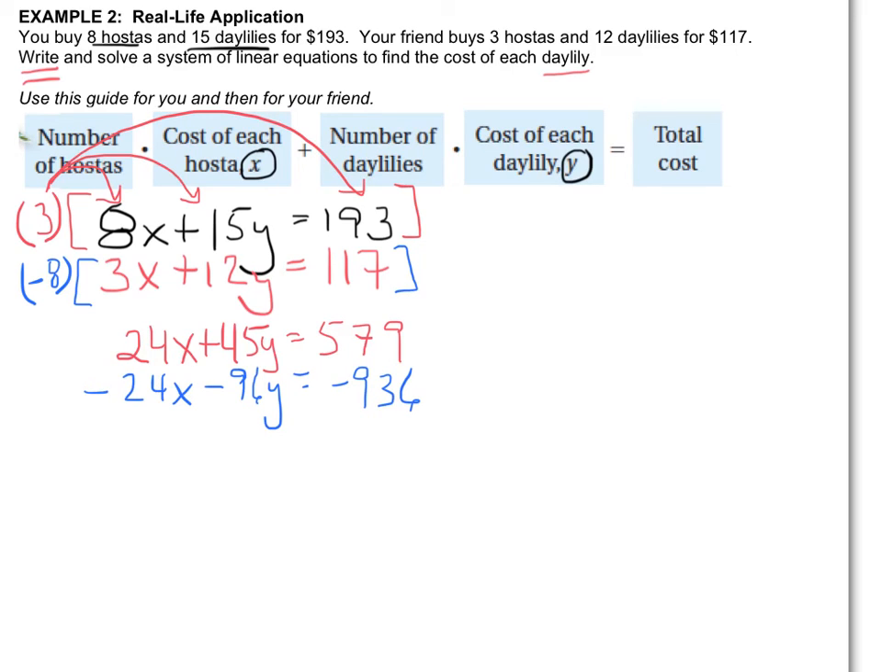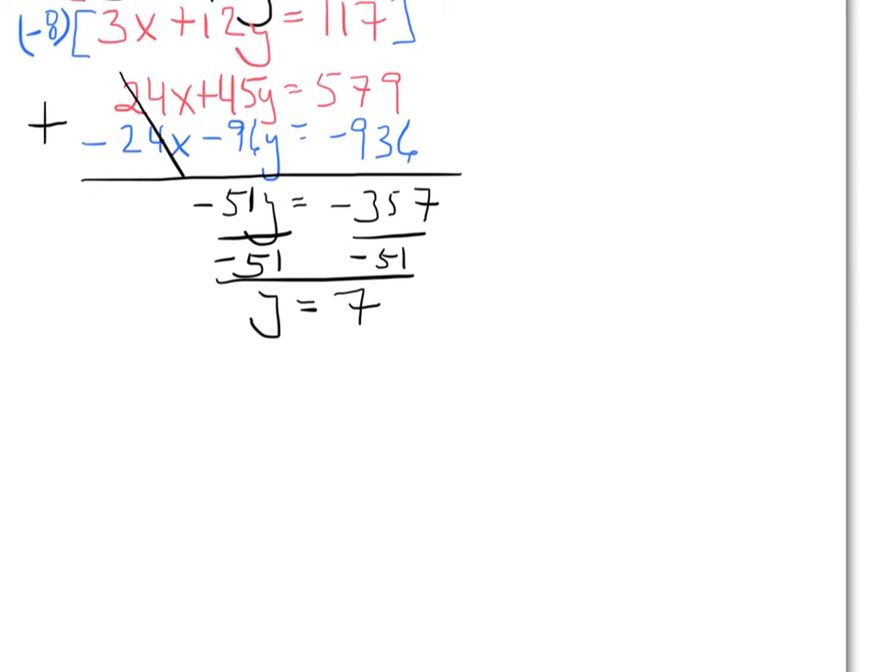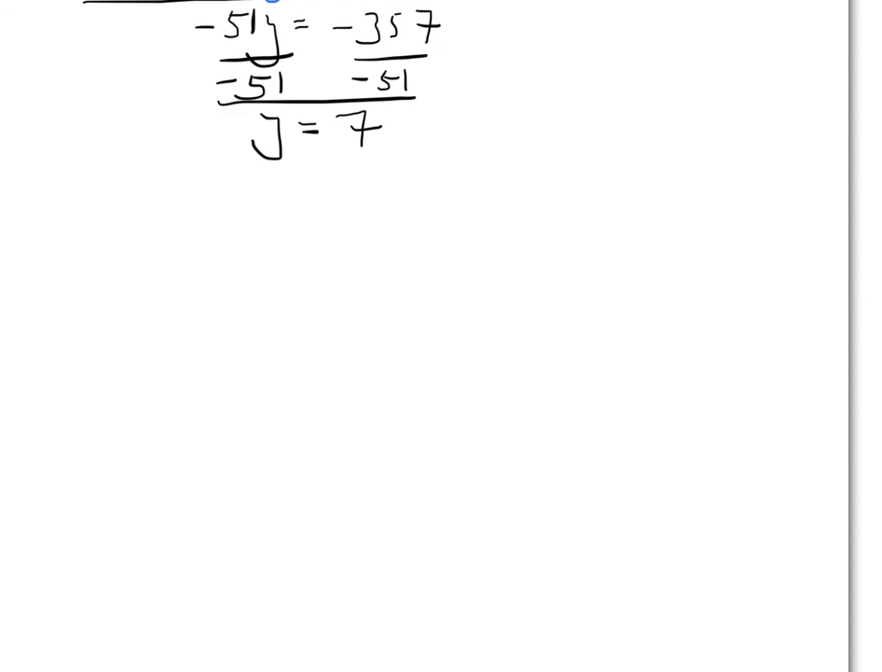So now I have my like terms lined up. I have opposite coefficients on one variable, so I can add. When I add those 24 and the negative 24, they go away. Then I get negative 51y's, and I get negative 357. I can finish this equation now because I only have y's to solve for. y equals 7. So then what I want to do is move on to figure out what the x's that go with those y's are.